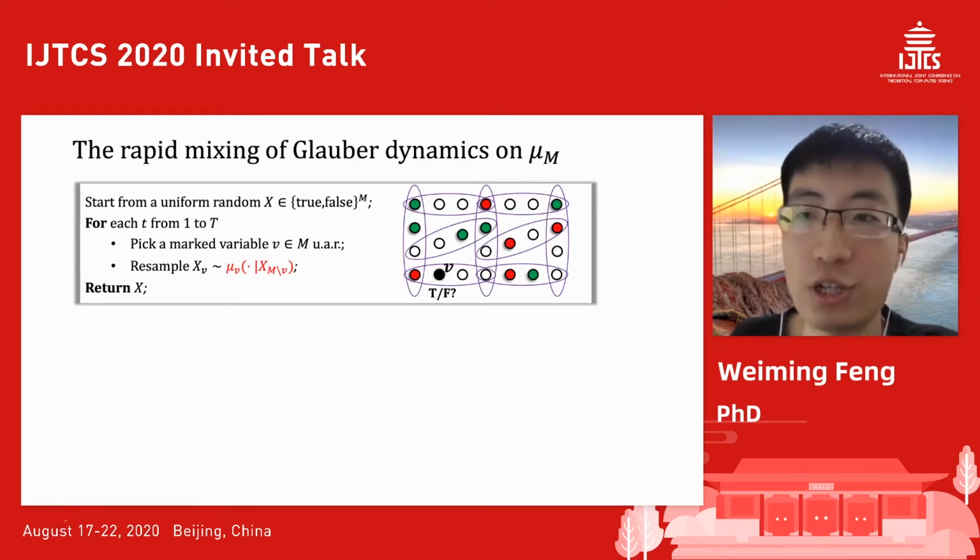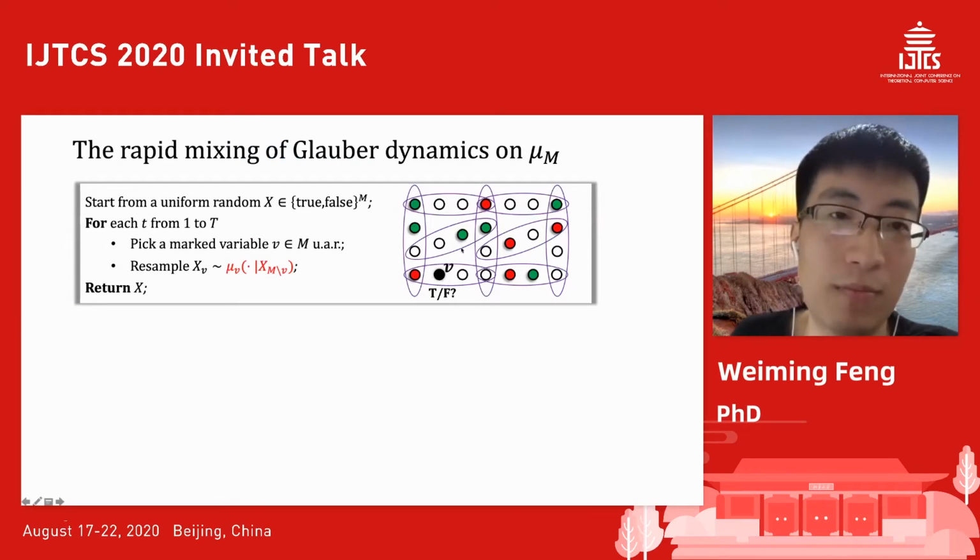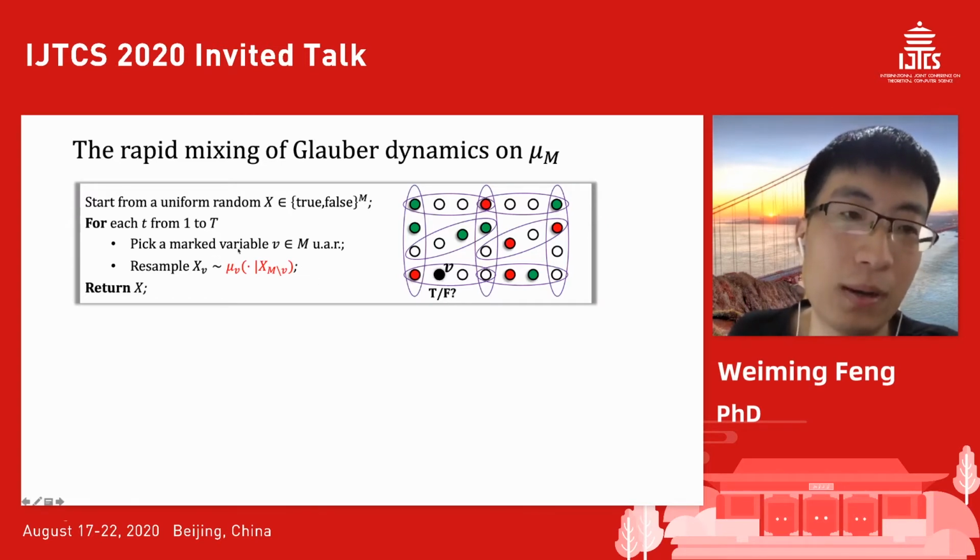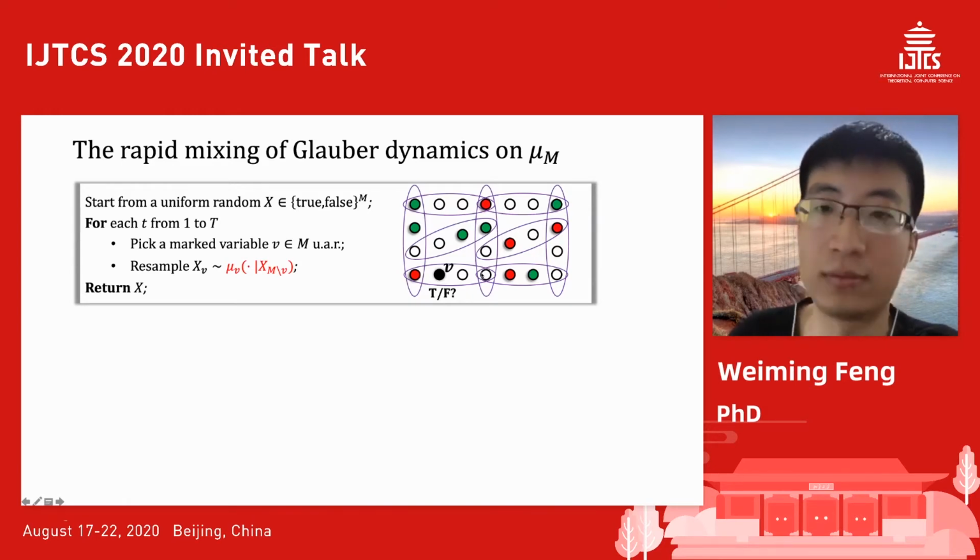Next, we need to show that the global dynamics on the projected distribution mu M is rapidly mixing. For each step of the procedure, we pick a marked variable V uniformly at random, then we resample the value of V conditioning on the assignment of other marked variables. We remark that all unmarked variables are unassigned in this condition.